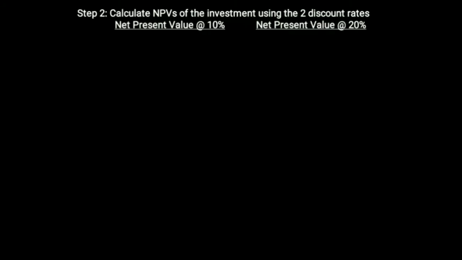In the next step we calculate the NPVs of the investment using the two discount rates. The first discount rate is 10% and the second discount rate is 20%. For these two percentages we have to find the net present value. Then we have a formula, and according to that formula we will find out the IRR.